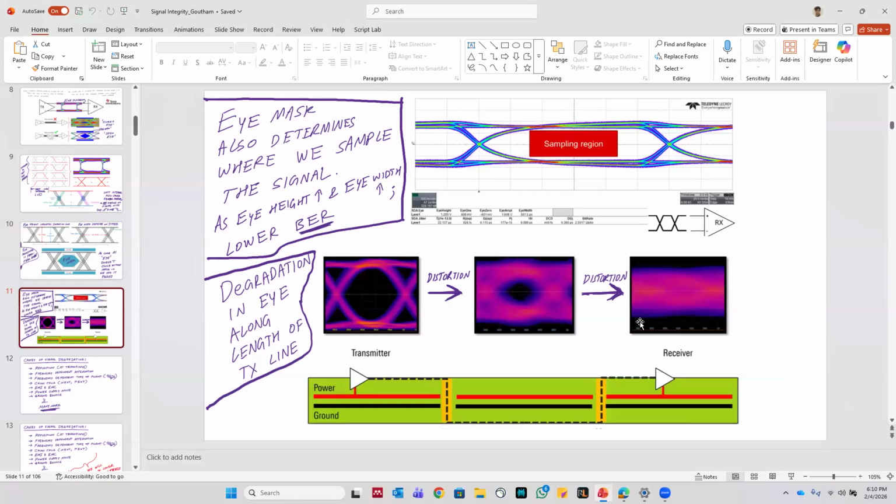So that's usually how these kinds of diagrams are constructed. And there are tools where you just connect at the receiver side, and it gives you the eye diagram, so you can check whether the link is working properly or not.